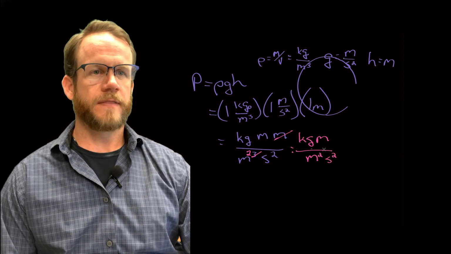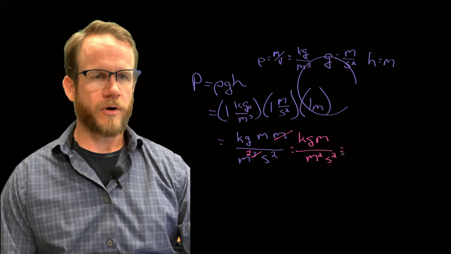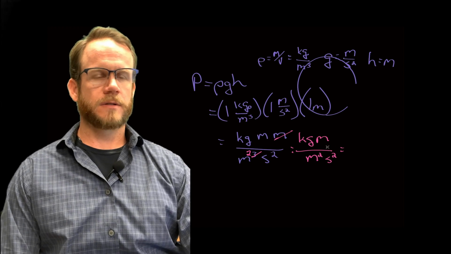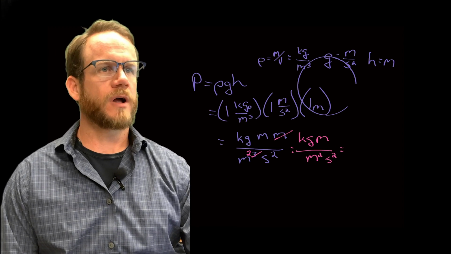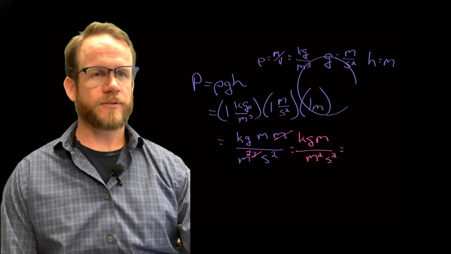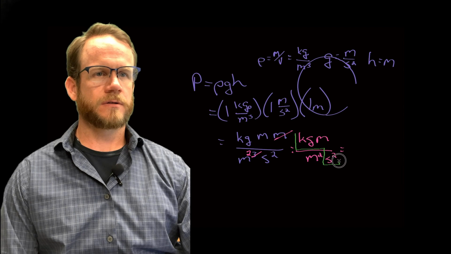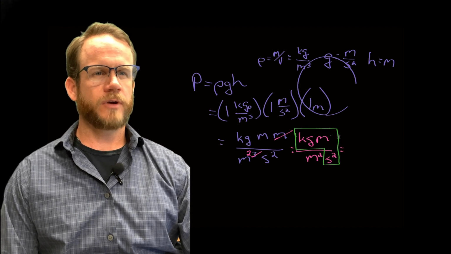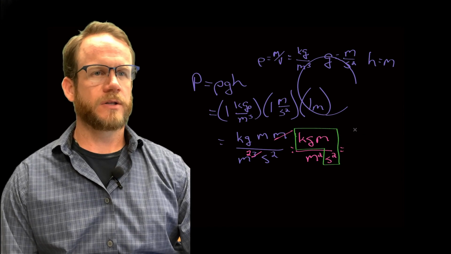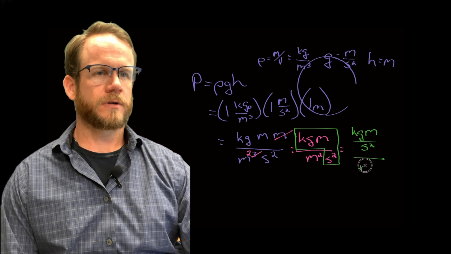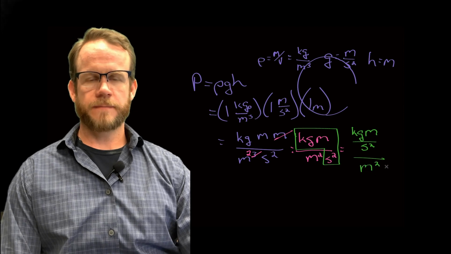Great. And that is equal to, now I'm going to break this apart. The reason I didn't cancel both of them is I want to grab this section here, this kilogram meter per second squared. So that's a kilogram meter per second squared all over a meter squared.